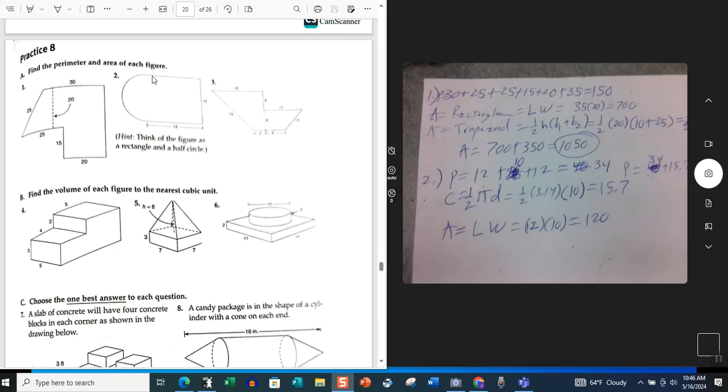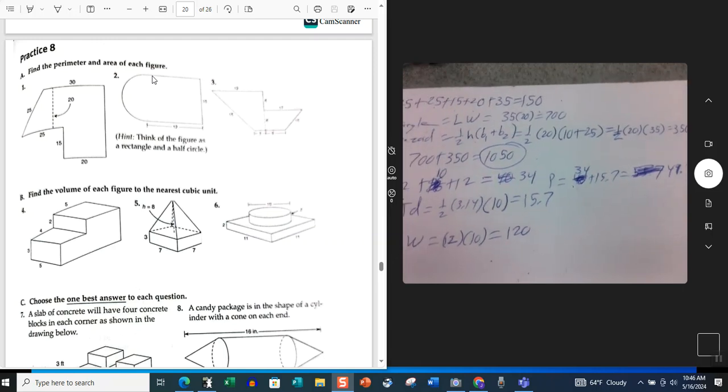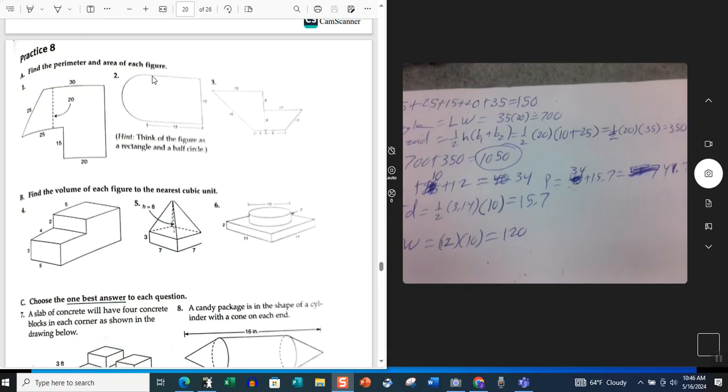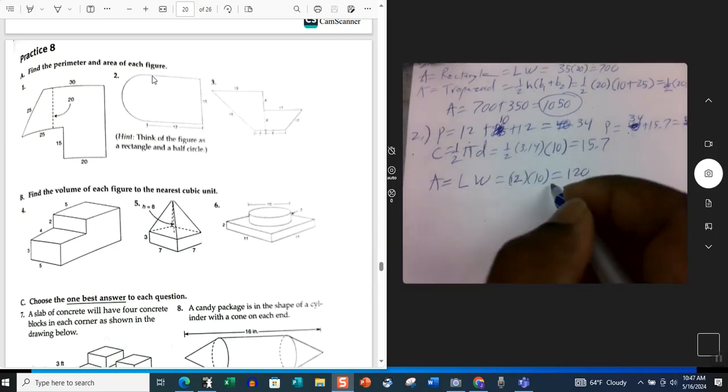All right. So with that being said, again, that should be 49.7. I made an error in putting 16 instead of 10, so just make sure you correct that. Okay, so now we did the area of the rectangle.